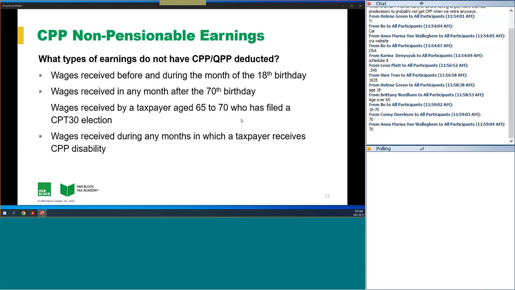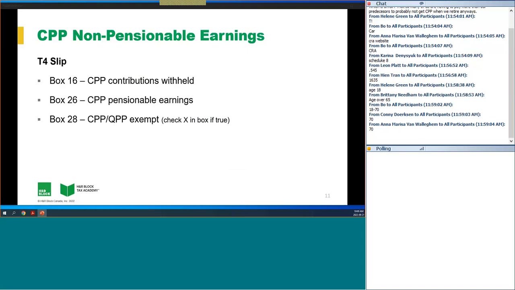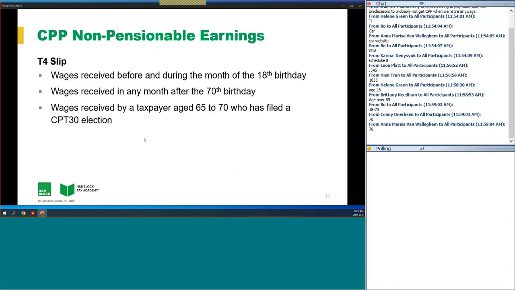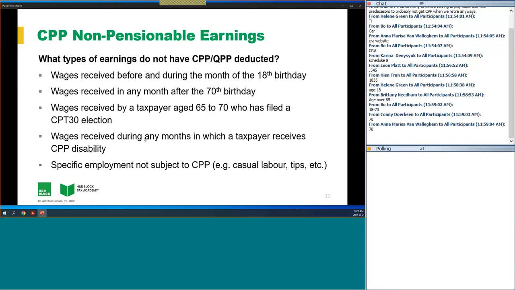So for people who don't have to pay CPP, I'm going to see if I can go back a slide now. We have another box. Oh, that's not the one I want. We have box 28. If there's someone who does not need to pay CPP, usually we see this with our youngest clients, the ones who aren't 18 yet. They will have a box 28 with an X in it on their T4, and that will say they're not paying CPP. Or if they're over 70 and they're still working, they will have a CPP exempt box that will say they're working, but they don't have to pay CPP. Their employer has to keep track of that. Okay. Any questions about that?